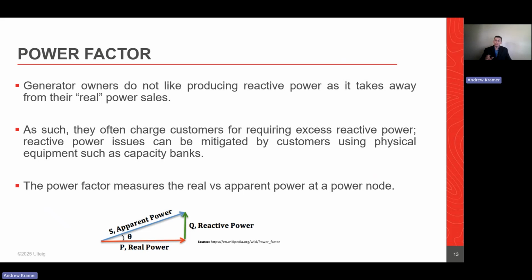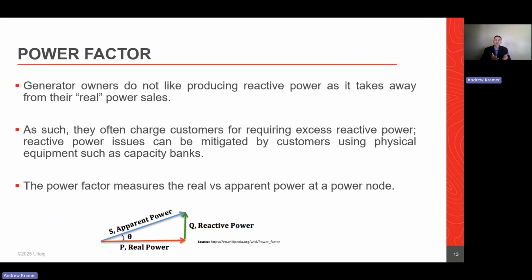Utilities will often charge you if you're using lots of reactive power. So a way to mitigate this is to actually install physical equipment like cap banks that will bring you more on your side of the meter, so you are using less reactive and just consuming more real. It's a way of mitigating, as I say, so the utility doesn't have to deal with you.